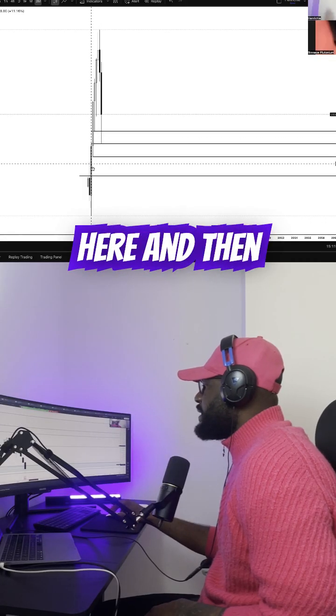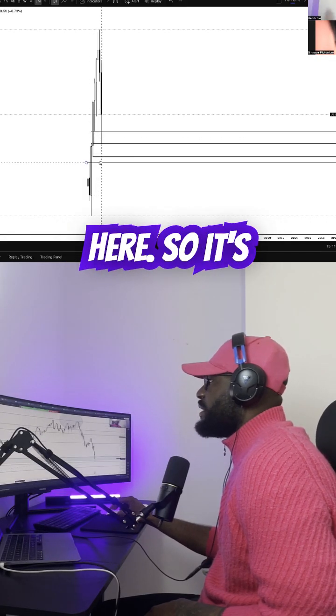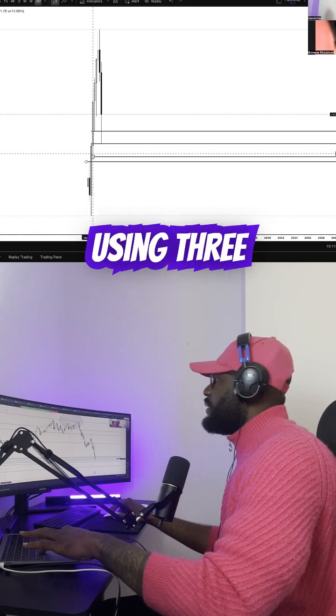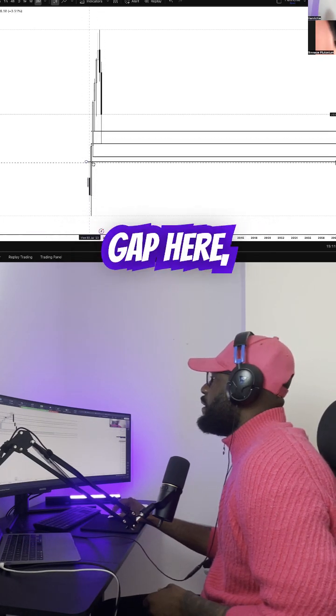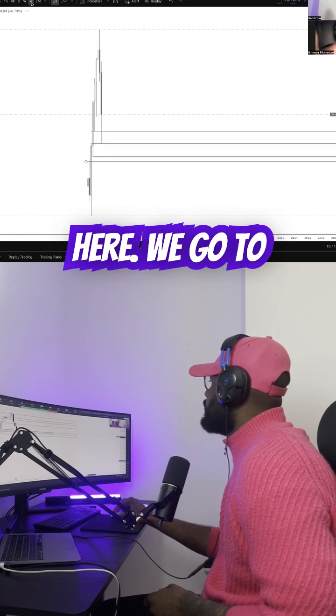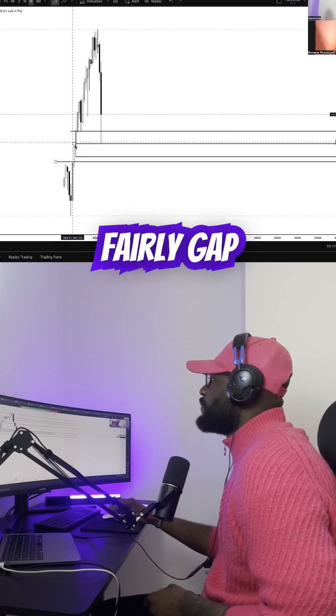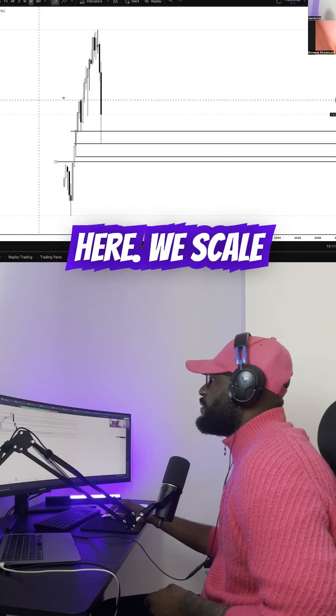We have a fair value gap here, and then we have the fair value gap here. So it's better for us to focus on using the 3-month time frame. It is much clearer. So fair value gap here, fair value gap here. We go to monthly, there's a fair value gap there. There's a fair value gap here.